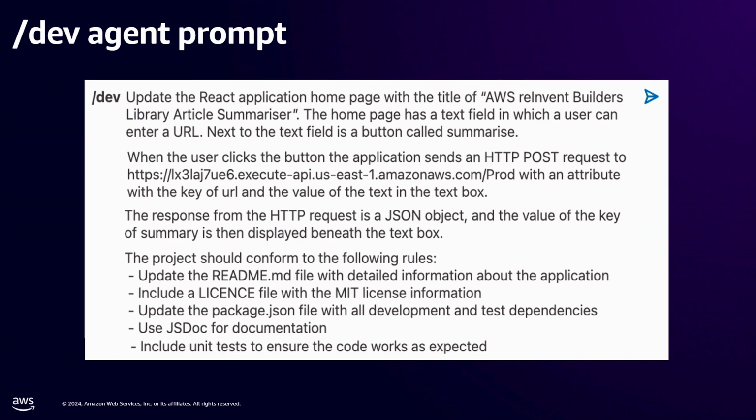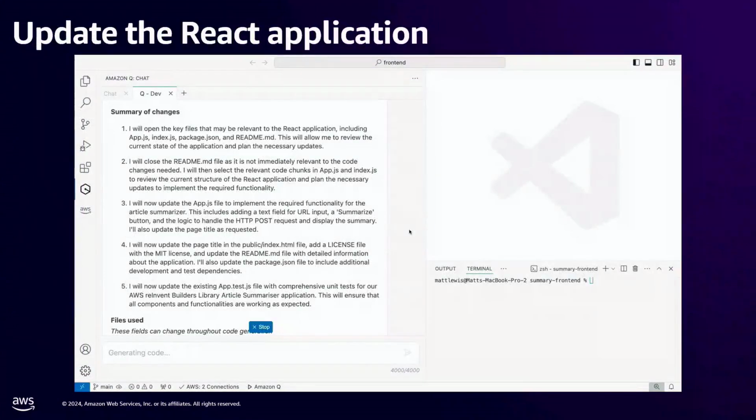So the first part, giving the instructions that I want a home page with a text field that I can paste a URL in, a button called summarize that I can click, and it's going to target the endpoint. And then when it gets the response back, I want to display that below. And then again, the project requirements. Make sure you update the README. Make sure you update the dependencies, the package JSON file. Make sure you include unit tests.